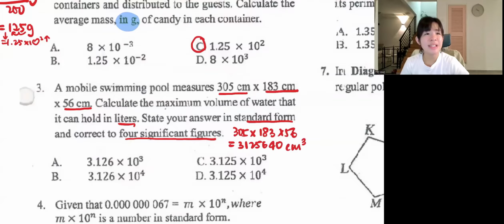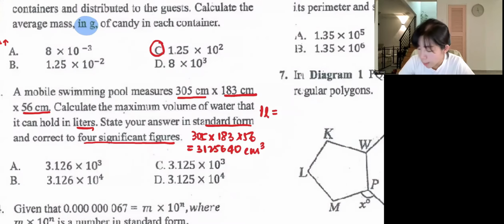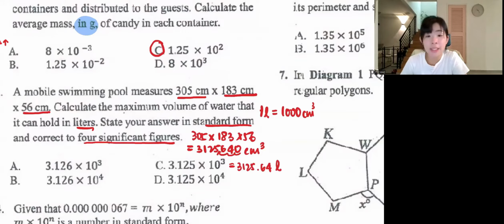But they want to change to liters. So 1 liter is equal to 1,000 cm cube, guys. So if you want to change to liters, times or divide? So change to liters, we need to divide. Okay, so we're going to divide by 1,000. 1, 2, 3. Okay, move 3 places so that we get 3,125.64. And now this is in liters.